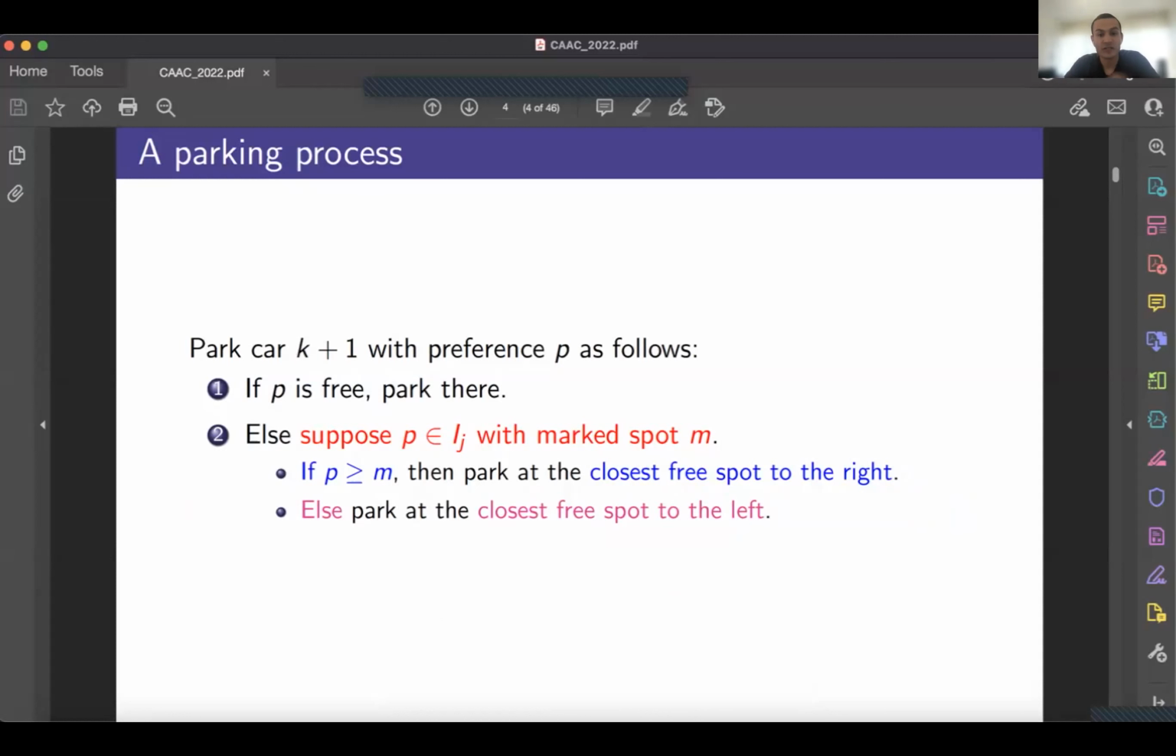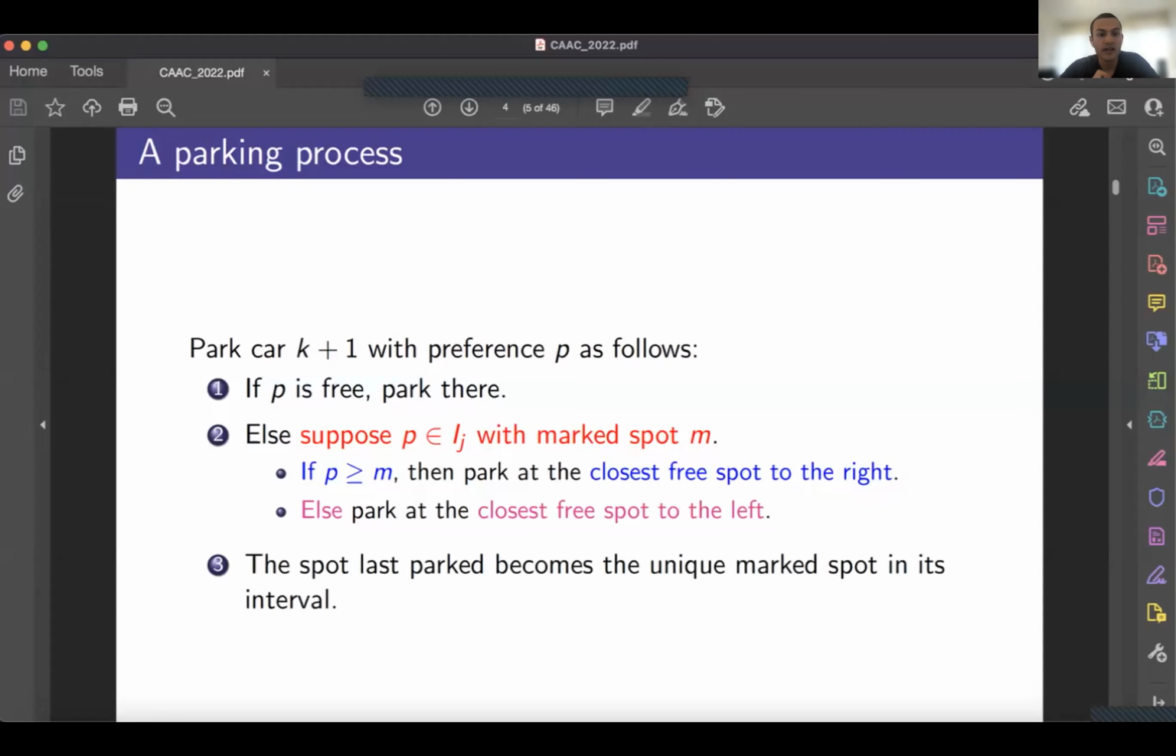Then it has to make a choice. This is where the usual parking procedure deviates. I compare my preference with the marked spot in that interval. If I have crossed the marked spot, I keep going to the right endpoint and park at the next free spot. If I haven't crossed the marked spot, I reverse the vehicle, traverse in the opposite direction, and park to the left. Finally, the last spot that you park in becomes the unique marked spot in the interval wherever you parked. So the marked spots can keep moving around as we go along with the procedure.